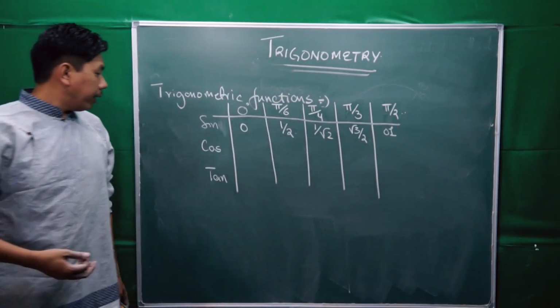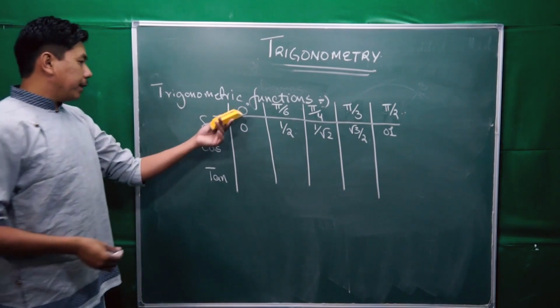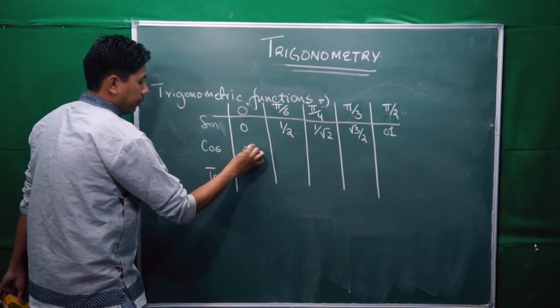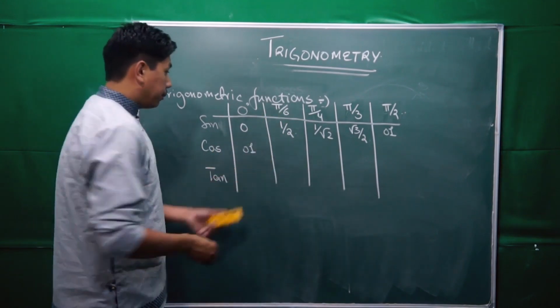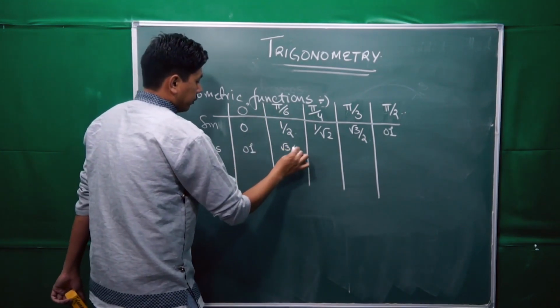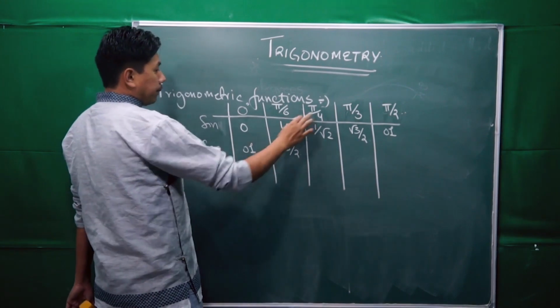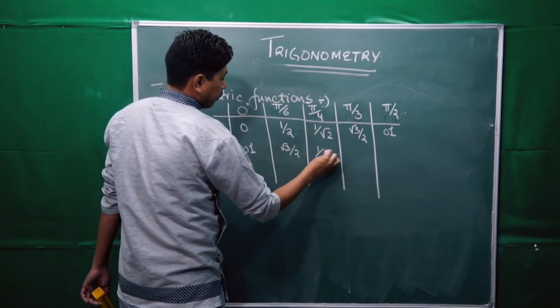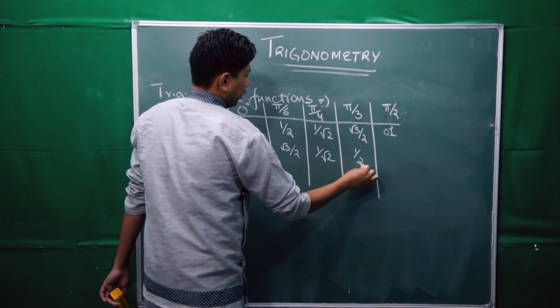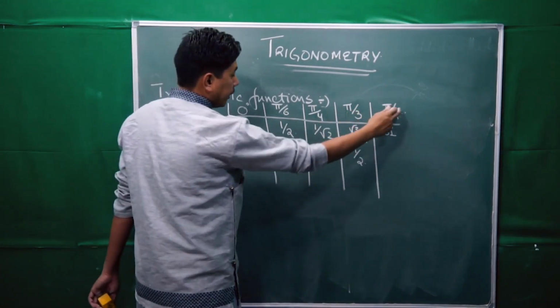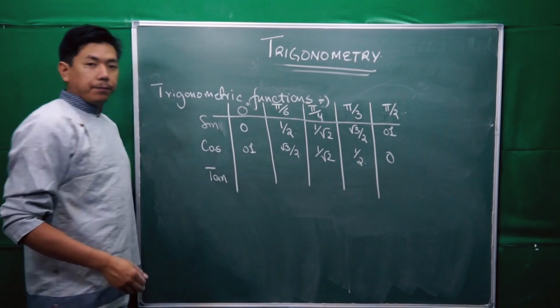Clear? Alright. So for cos, it would be 0, 1. Okay. And then cos pi by 6, it would be root 3 by 2. And cos pi by 4, it would be 1 by root 2. For cos pi by 3, it would be 1 by 2. And then for cos pi by 2, it would be 0.